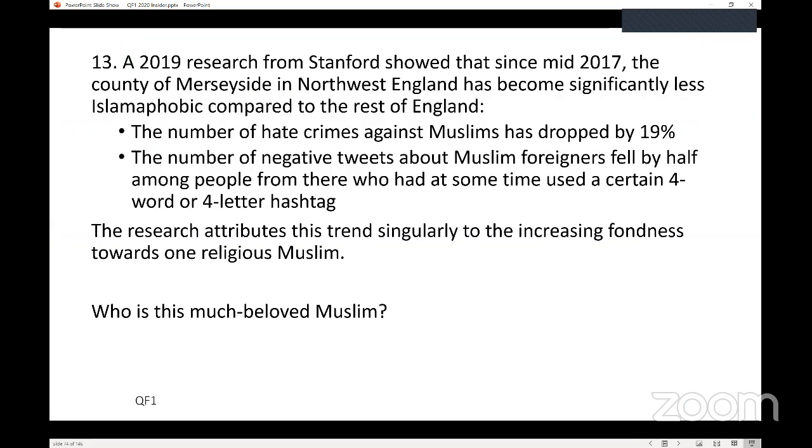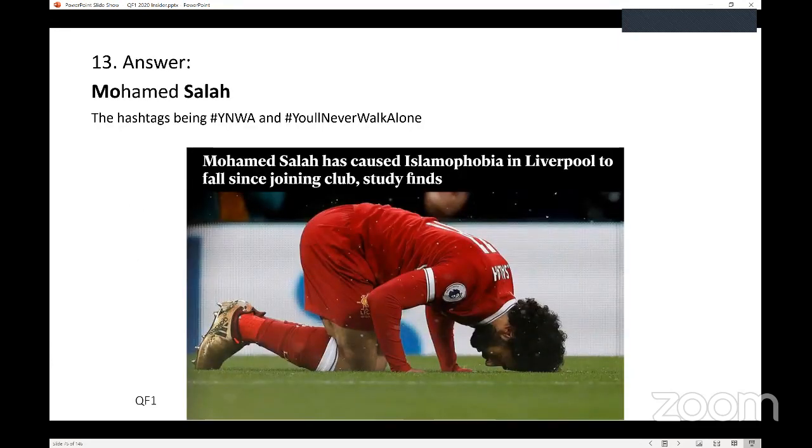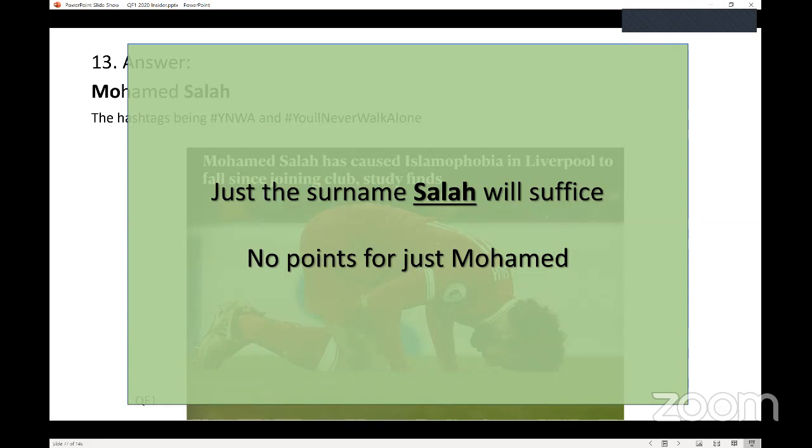Okay. So 2019 research from Stanford. So who is this Muslim? Is it Salah? That is correct. This is Mo Salah. The hashtags are You'll Never Walk Alone, YNWA, and so on. So this is Mohammed Salah. Salah will get you points. No points for just Mohammed, because it's a pretty common name.